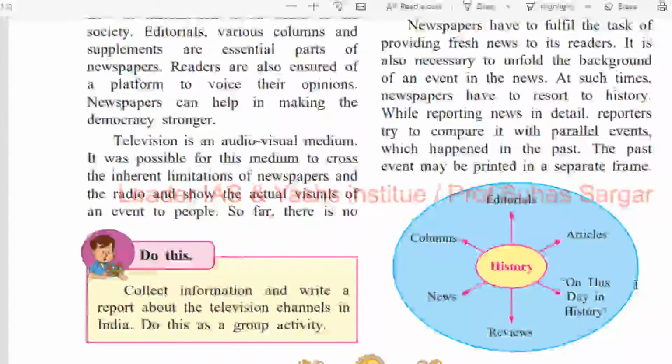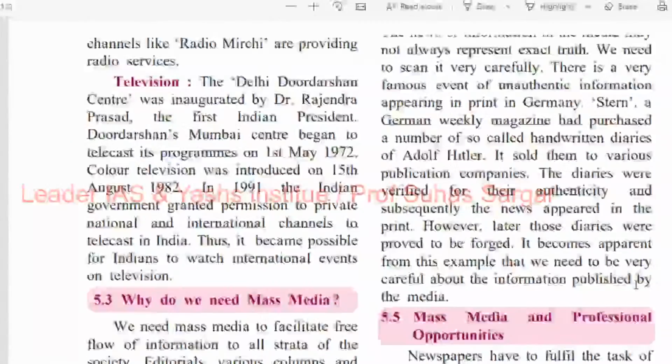Do this. Collect the information and write a report about the television channels in India. Do this as a group activity.